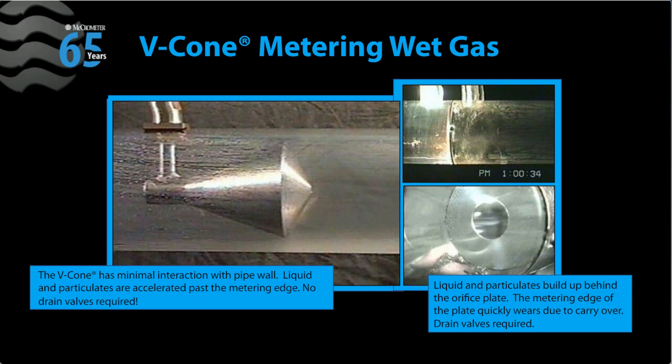Now, using a V-Cone in an application like this, there is no need to check, maintain, or replace the cone, compared to an orifice plate where all of this wear in the beta edge will cause the operators to continuously monitor the meter and continuously have to maintain or replace it.